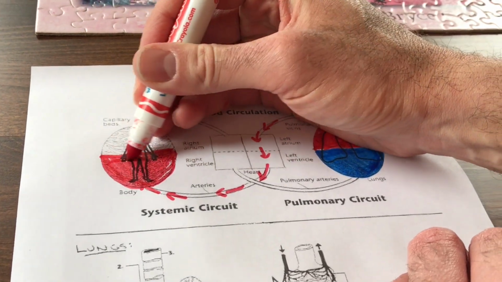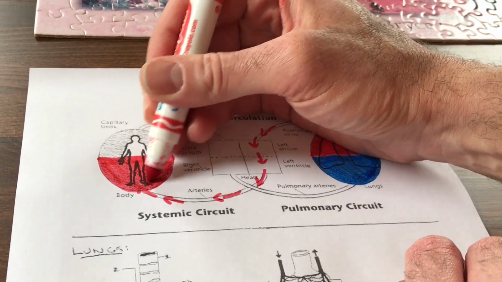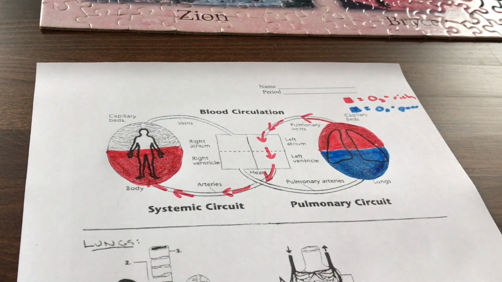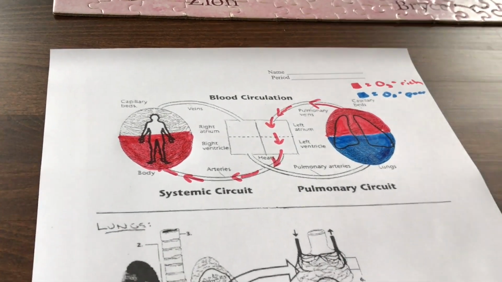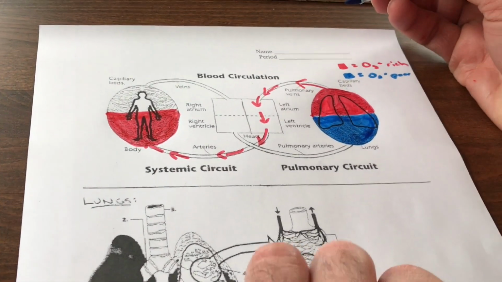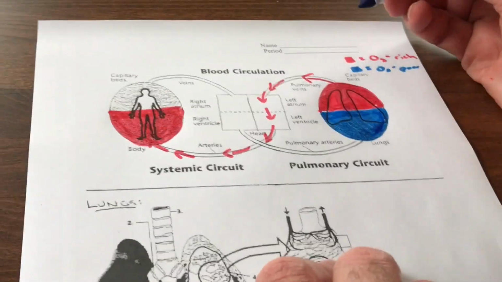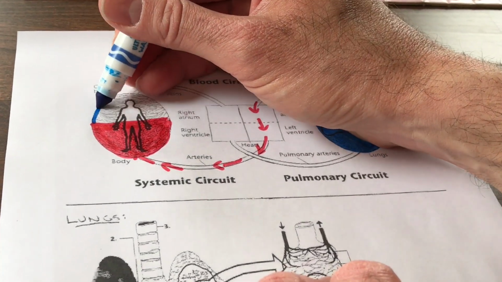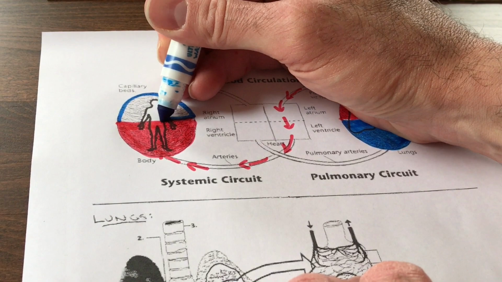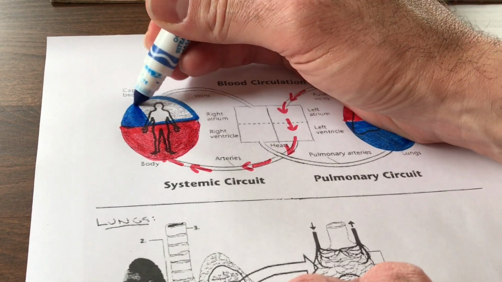Make it nice and pretty for the perfectionists in the room. But then when your body cells are exposed to that blood, they're going to take in that oxygen and use it for cellular respiration. So the oxygen goes into your body cells, and that will leave the blood oxygen poor. And so we switch back to the blue.